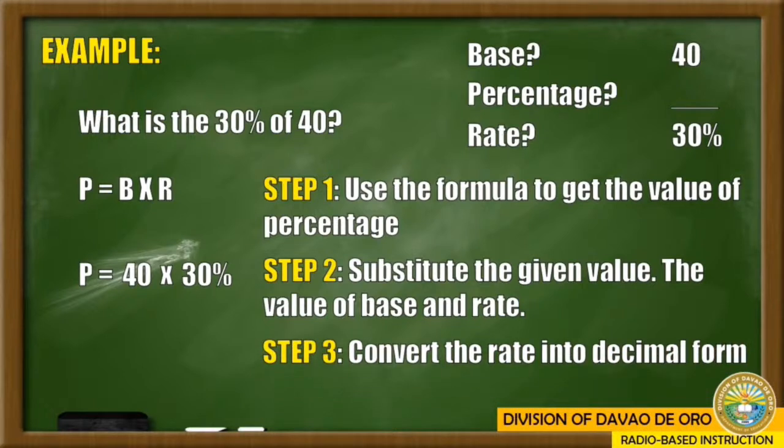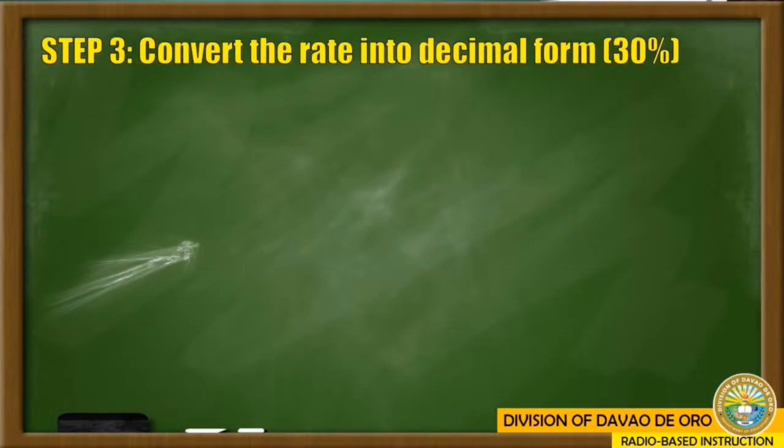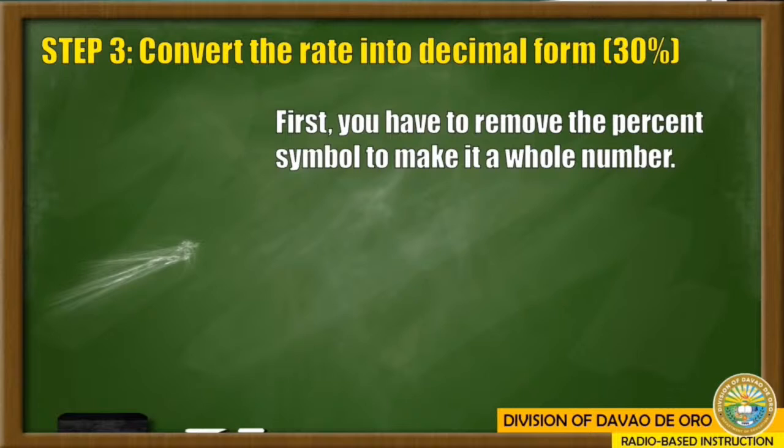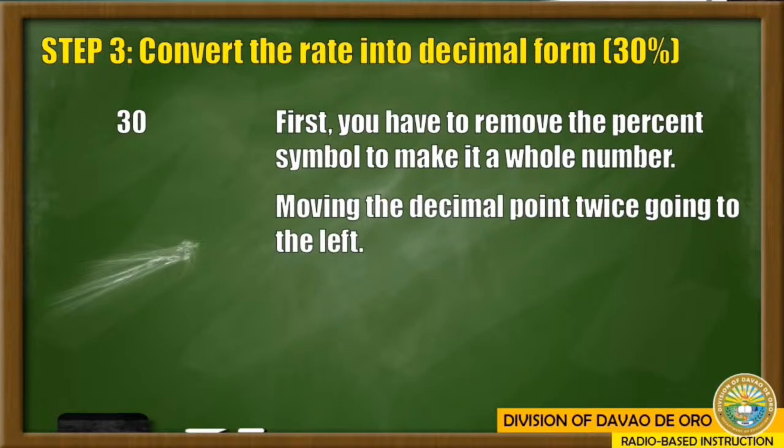Step 3. Convert the rate into decimal form. Let's convert the rate, which is 30%, into decimal form. Step 1. First, you have to remove the percent symbol to make it a whole number. So what number? 30. Second, move the decimal point twice going to the left. So we have a decimal point after the 0.